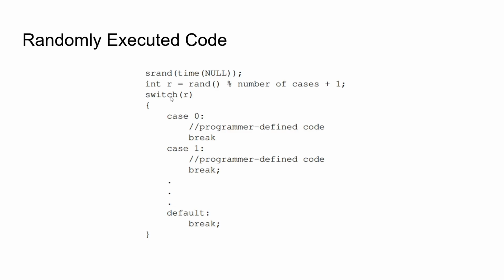So here's an example of randomly executed code. Again, there's this random number being generated and modded by the number of cases. And there's a switch statement, which puts on a case, and then the programmer defined code is in there. So that could be anything. It could be code that doesn't do anything. It could be junk code. It could be code that does jump around the program. It could be terminating the program, stuff like that.